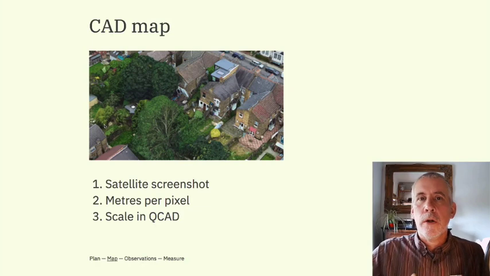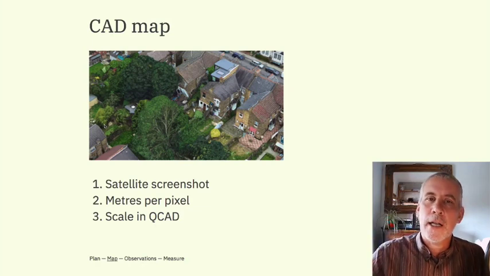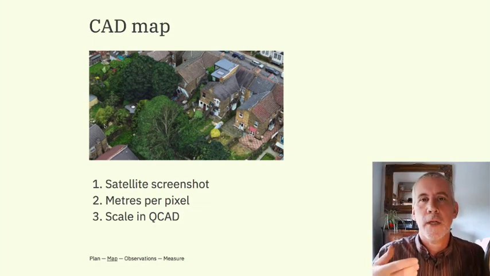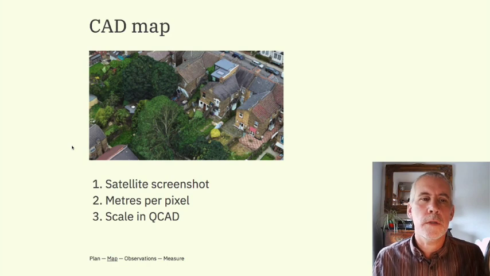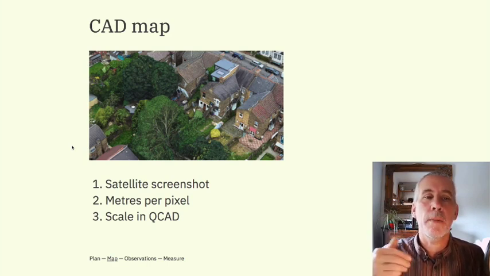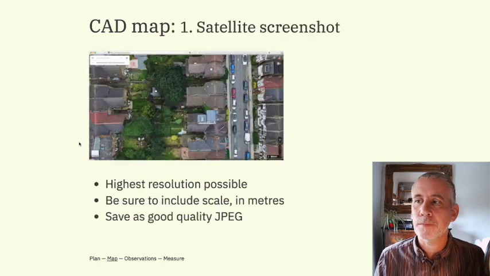So I'm going to go through creating a CAD map using a satellite photograph as a background image. The first thing to do is take a satellite screenshot. Secondly, working out the meters per pixel, and thirdly, importing the image into QCAD.